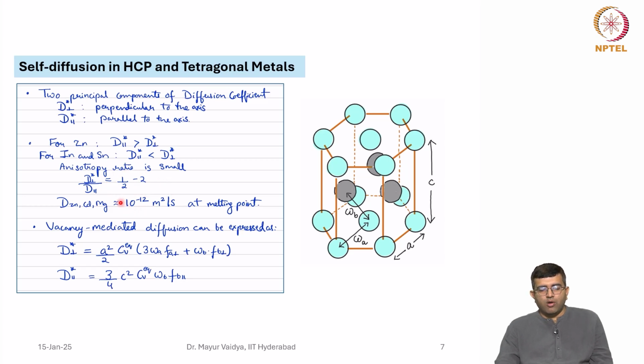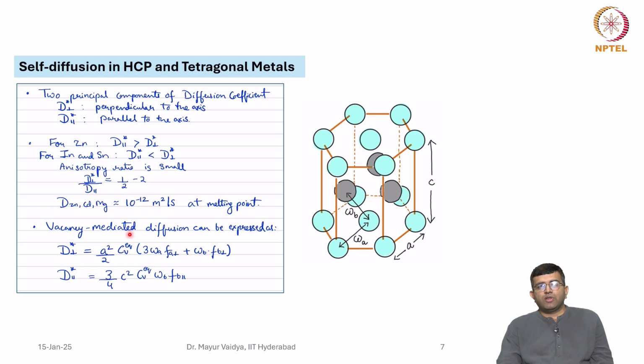The diffusivity of these elements, zinc, cadmium, Mg, at the melting point is roughly about 10 power minus 12 meters square per second, which is closely related to the FCC structures, which is not surprising because HCP also is a close pack structure like the FCC. BCC ones we saw are slightly higher because of the open structure.